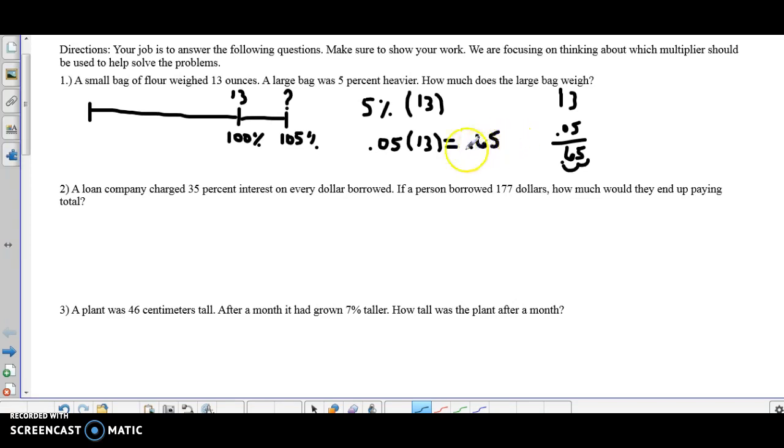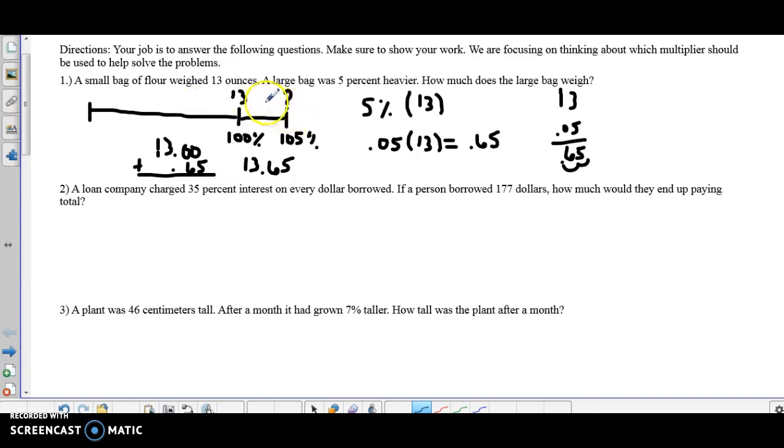And what I have to do then is, because that's only 5%, I'm going to add that 5% to the small bag. The small bag is 13 ounces. And I'm going to add the 65 hundredths to it. And I didn't leave myself a lot of room, so I'm going to write it to the right here. So I know that 13.65 would be my answer. So again, I did this in 2 steps.